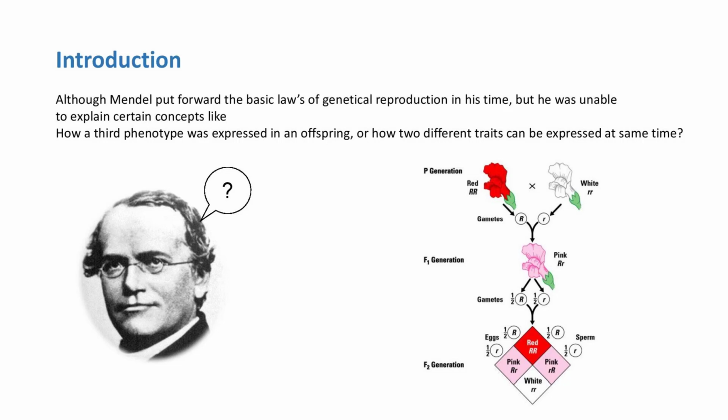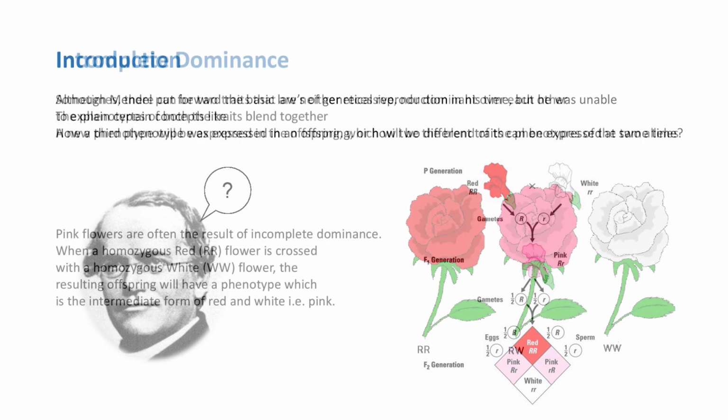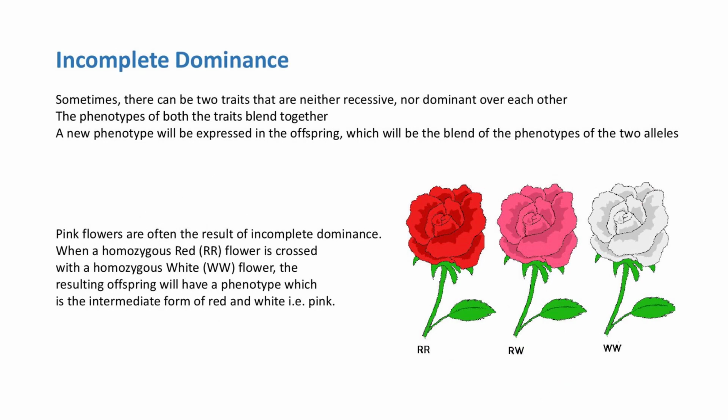Although Mendel succeeded in putting forward these basic concepts of genetical reproduction, he was unable to explain how a third phenotype or a mixture of these two parental phenotypes was expressed in the offspring. Incomplete dominance is one of these concepts. In incomplete dominance, the offspring has a phenotype that belongs neither to the father nor the mother. It indicates that neither of these two traits is dominant or recessive. They blend together and make a third phenotype which is then expressed in the offspring.